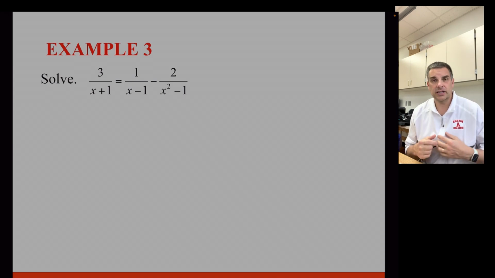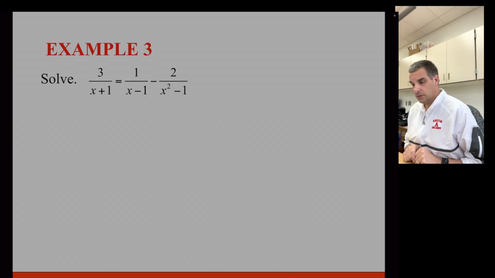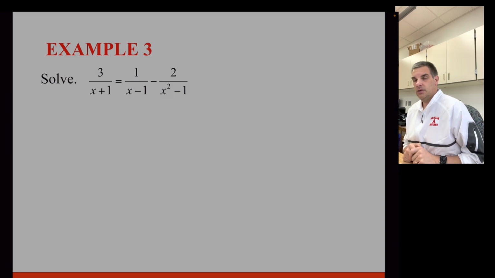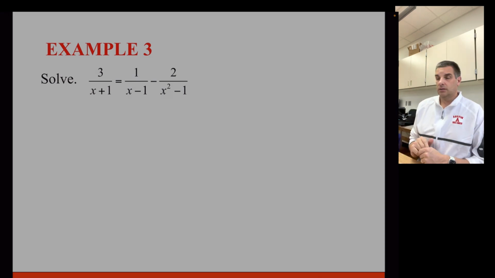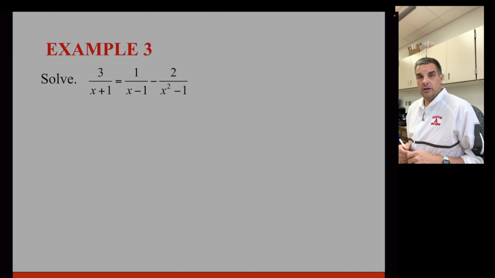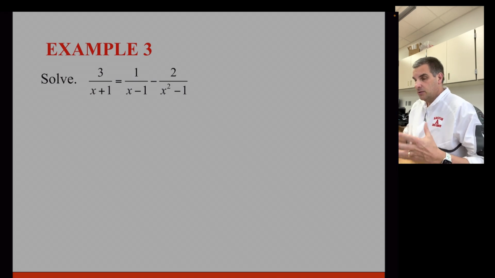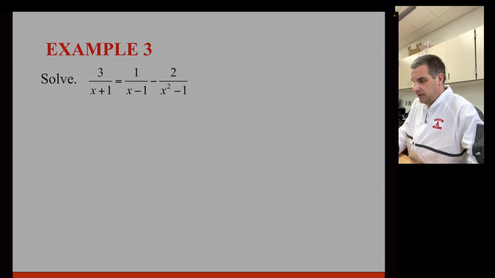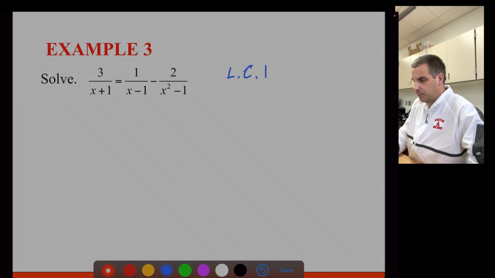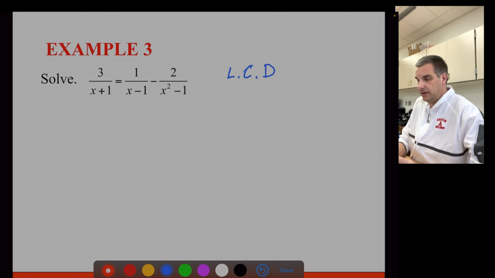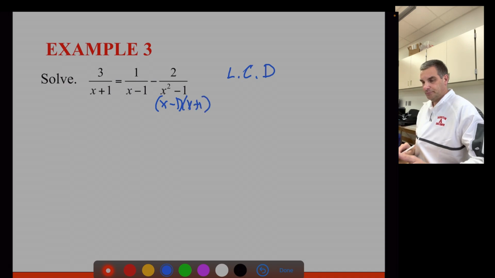Okay, so let's go to the second one. So we've got 3 over x plus 1 equals 1 over x minus 1 minus x squared over negative 1. So we have to find that least common denominator, so LCD. So in order to find that LCD, we've got to make sure everything's factored. X plus 1 is factored, x minus 1 is factored. This has got to be x minus 1, x plus 1.